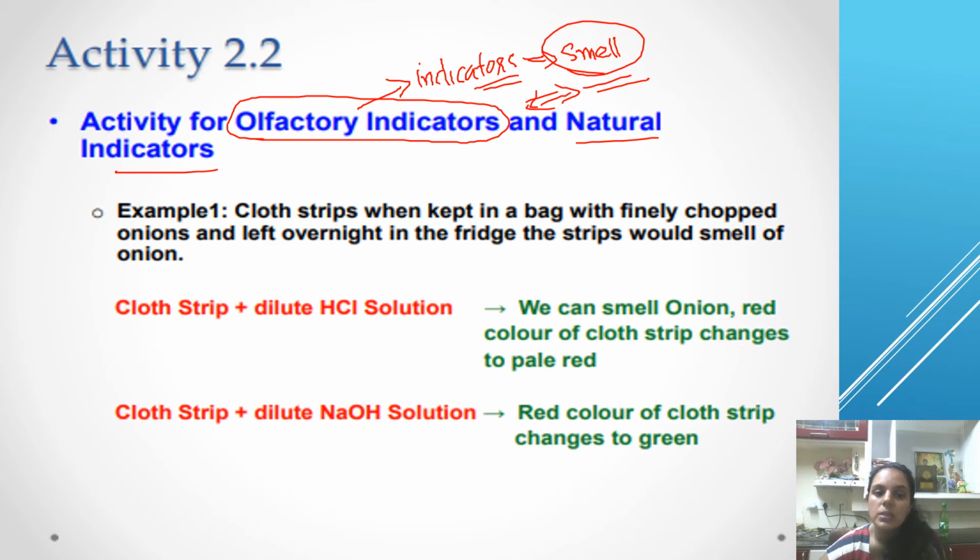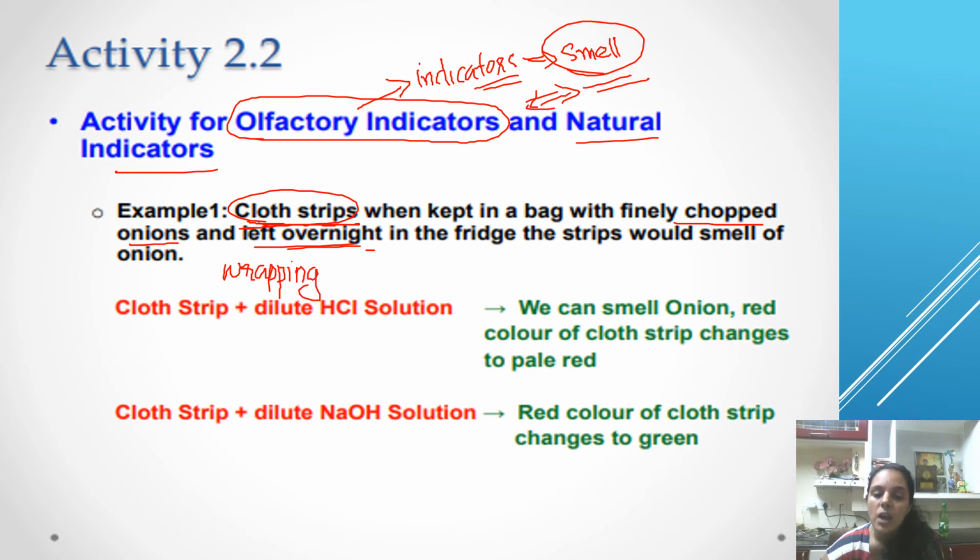Here example 1 is a cloth strip. I am taking a cloth strip and wrapping a finely chopped onion with it, and leaving it overnight in the fridge. The strips would smell of onions. So obviously the strips would smell of onion.